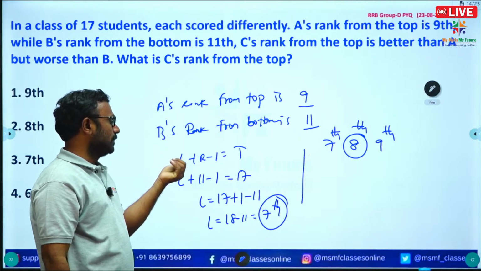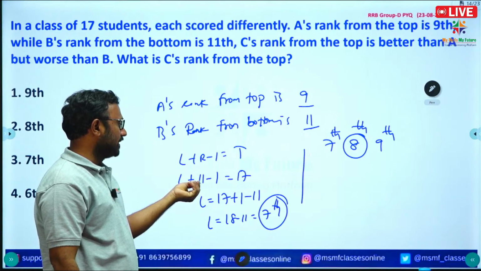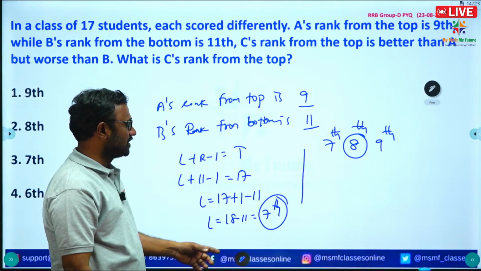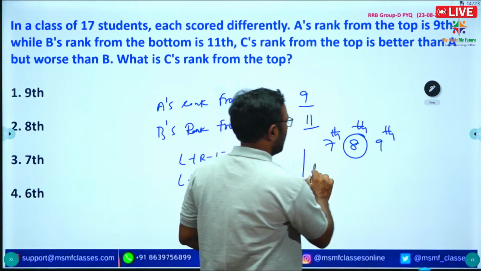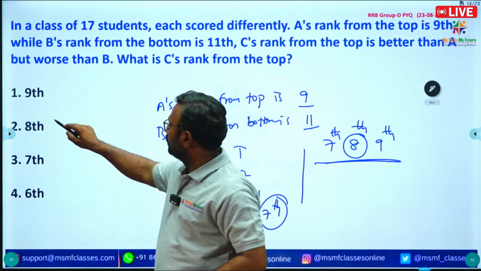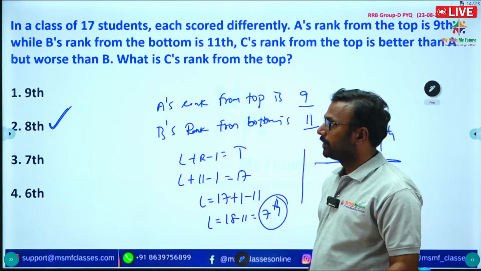By using L plus or minus 1 we get the total. So I am taking from the top, that is, L 11. So we get on the left side 7th from the top. So we have the answer, that is 8th. Okay, right. Option 2 is correct. What is C's rank from the top? 8th. Okay, right.